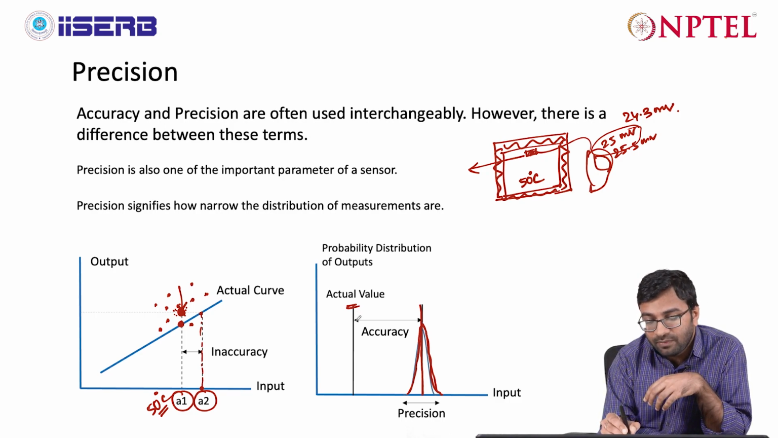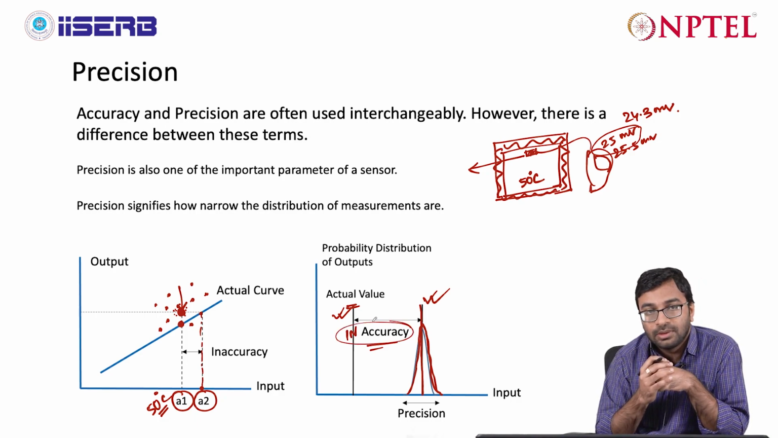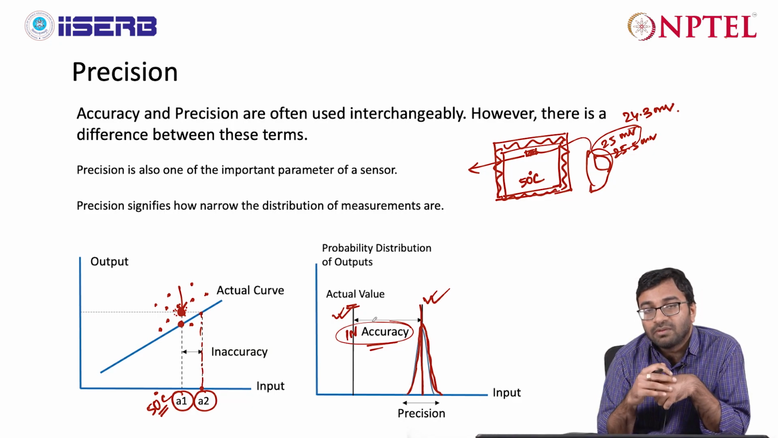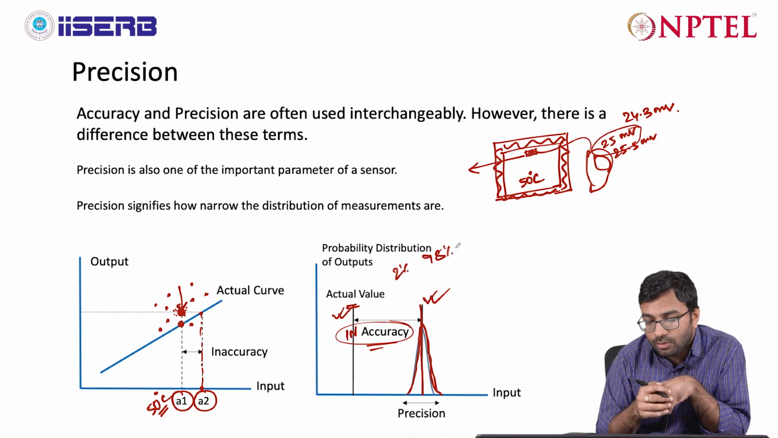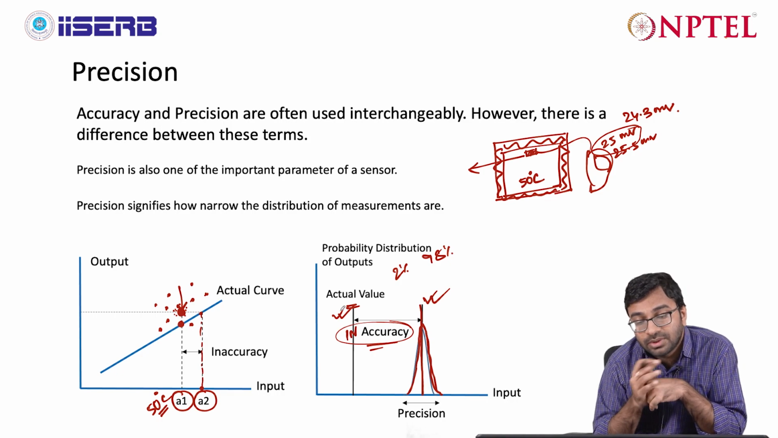So the difference between where I am getting the value and where the actual value should be is the accuracy. In fact, this is inaccuracy. We can call it inaccuracy, which in other words can be converted to accuracy. If the inaccuracy is 2%, that means it's 98% accurate, something like that, right? So accuracy cannot guarantee precision, and similarly precision also cannot guarantee accuracy.